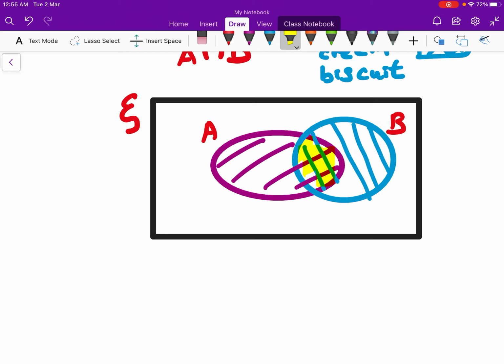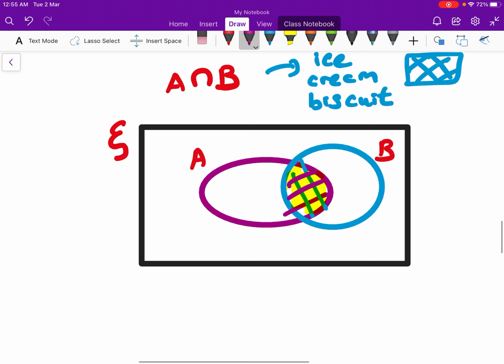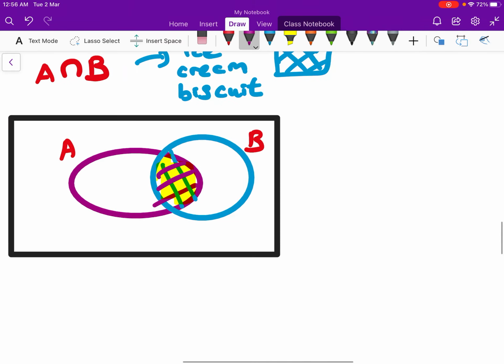Another thing you can see is that there must be two colors. The central portion has two colors, so I only can retain this portion. The other portion I must erase. So I shade, and this is A intersect B. Remember to look for your ice cream biscuit when you are doing intersection, and remember to prepare your eraser to erase.